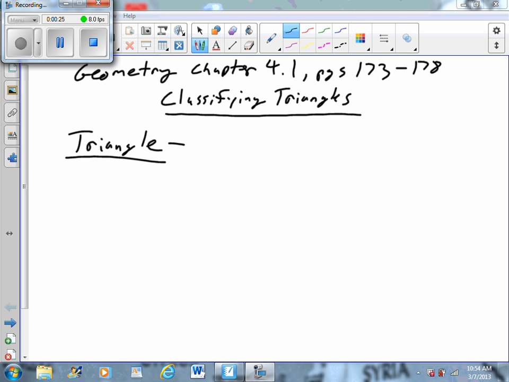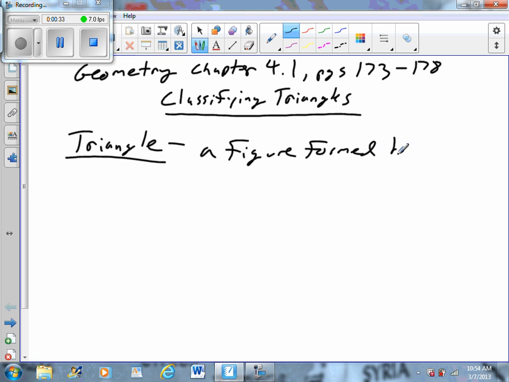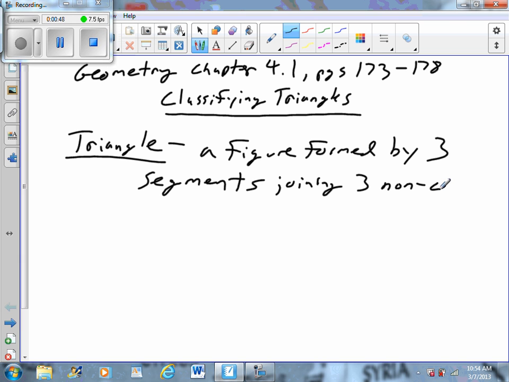A triangle, a figure formed by 3 segments joining 3 non-collinear points, okay? Now it's important that we say 3 non-collinear points, because if they're collinear points, you're not going to get a triangle, you're going to get a straight line, right?